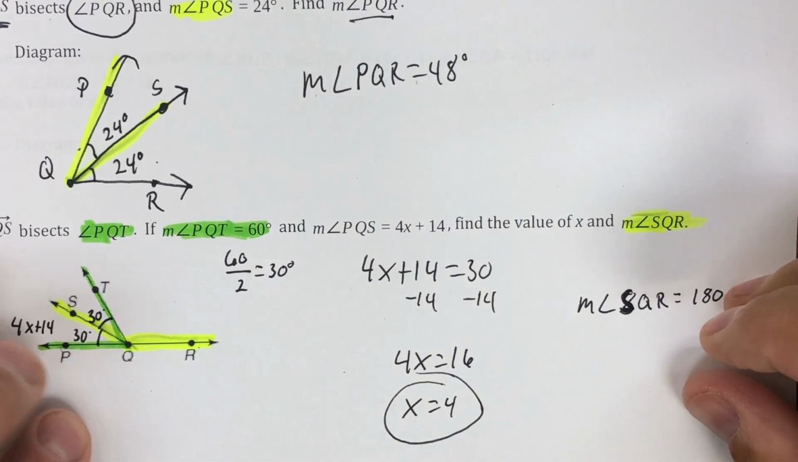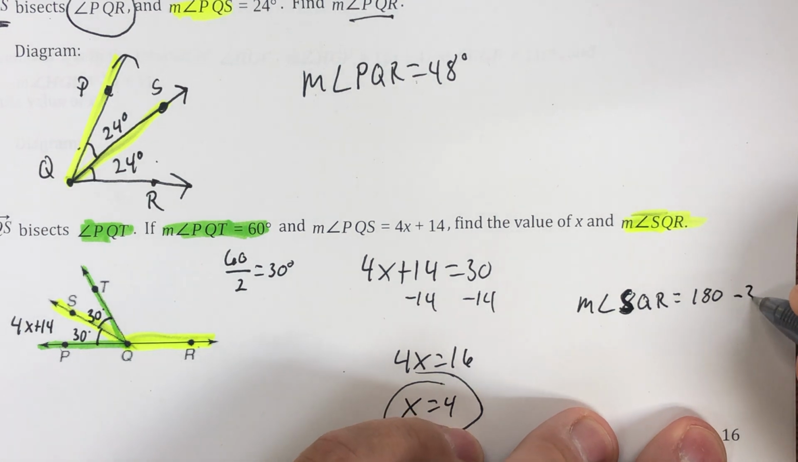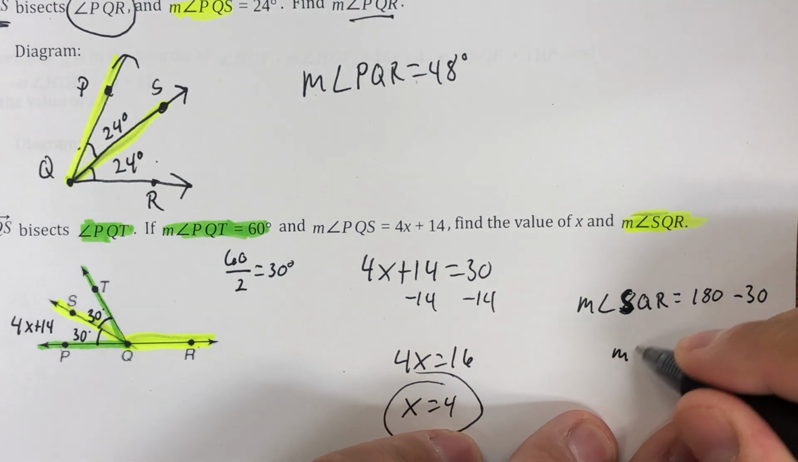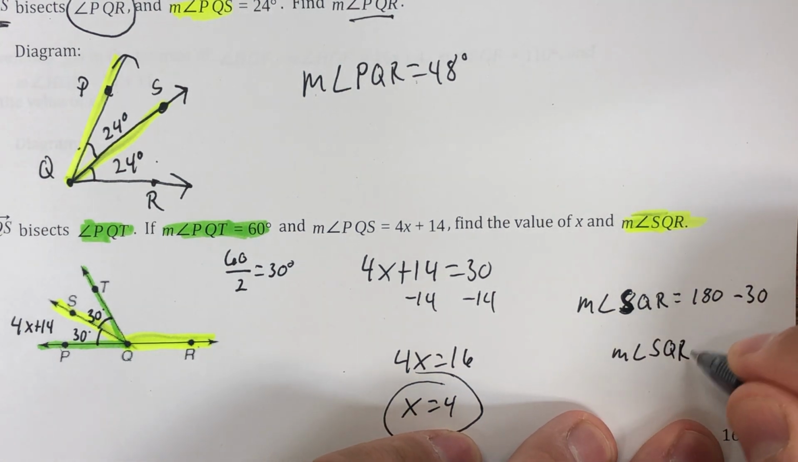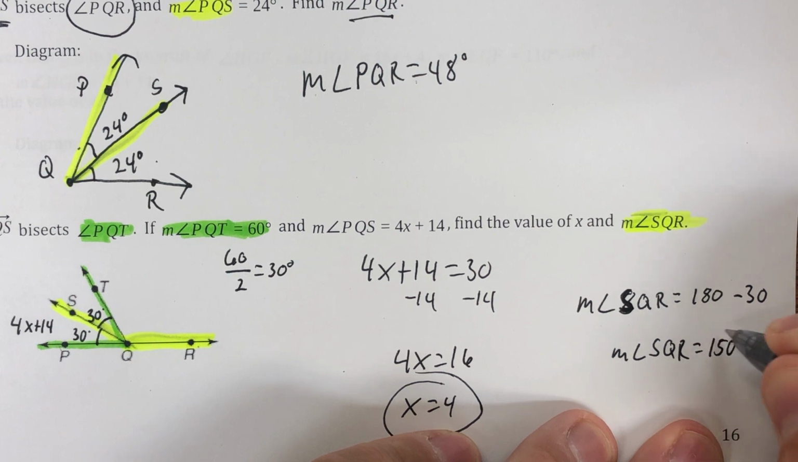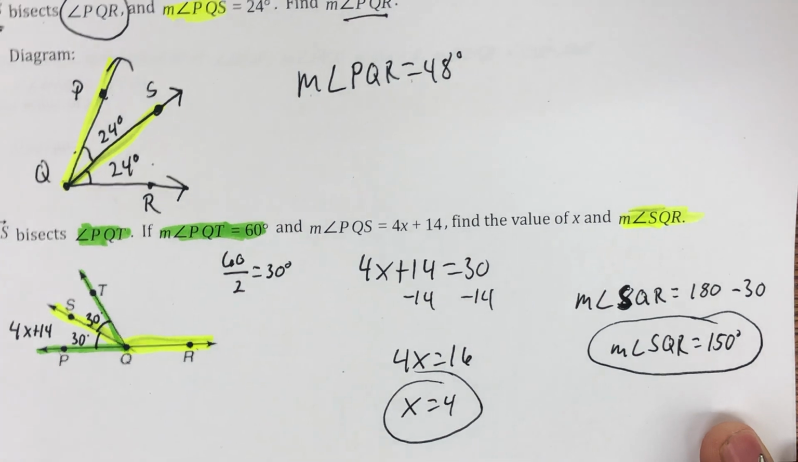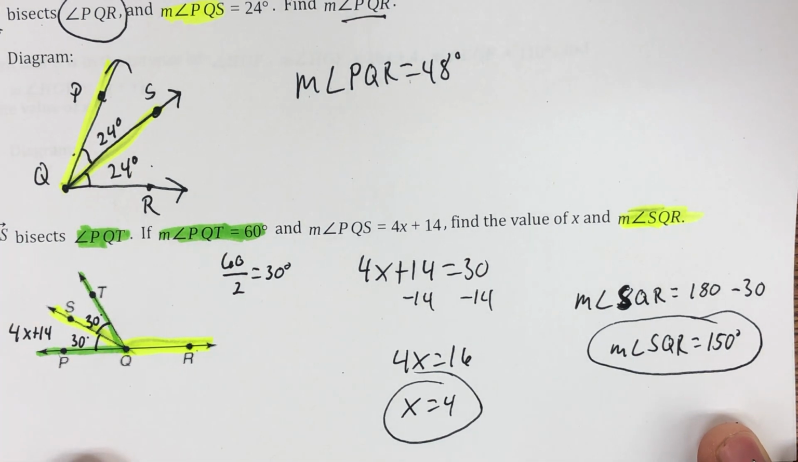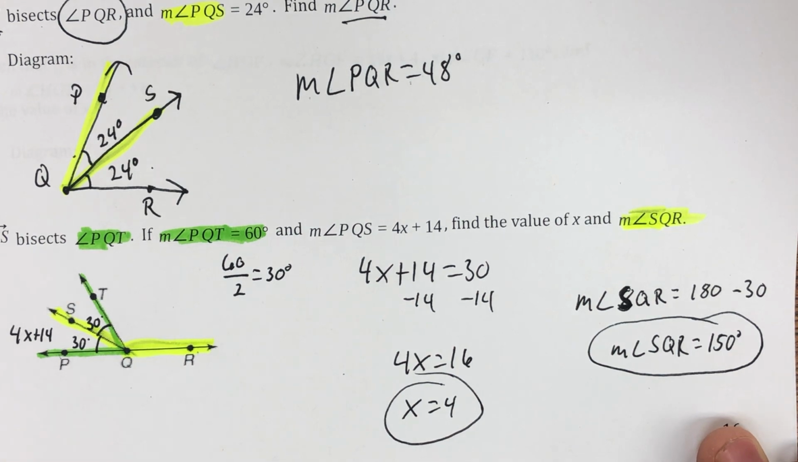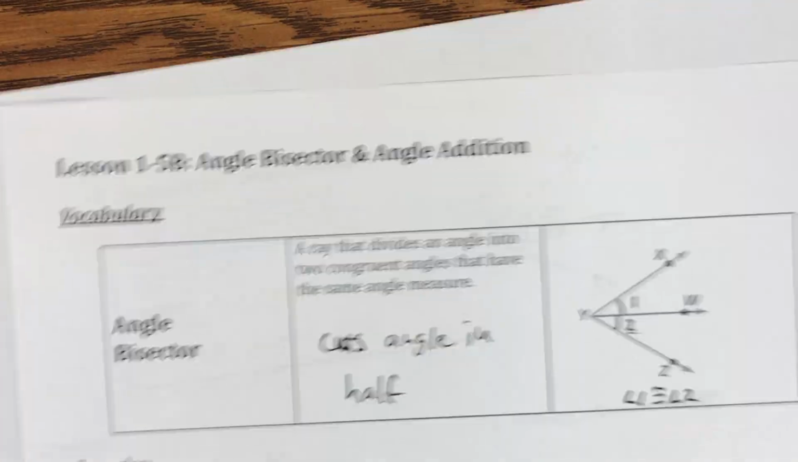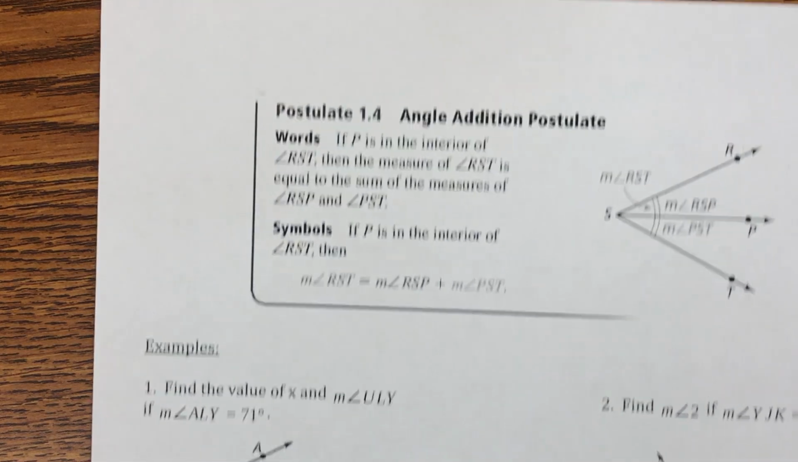180 minus 30 is equal to 150 degrees. So, like we said, that angle addition postulate is kind of naturally inferred, hence why it's a postulate. It doesn't need to be proven. It's very obvious. We're going to go over that next.